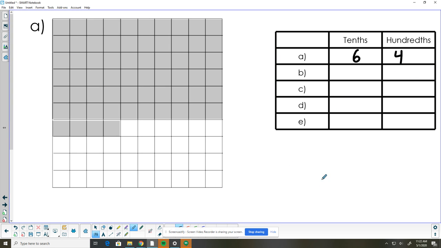If I want to write that in decimal notation, I'm going to write it as decimal 0.64. If I write it as a fraction, I'm going to write it as 64 hundredths.